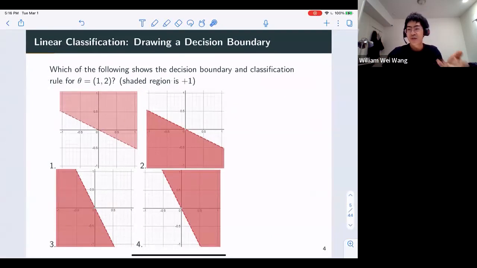So given that information, I just told you that theta is going to be normal, perpendicular to your separating line or separating plane. I have a poll question for you. I have a bunch of these images, and I hope you can see them clearly. One of these is the correct decision rule for theta. By correct decision rule, I mean the red region should correspond to where you would classify as +1 if you're using theta equals (1, 2), and let's say there's no intercept term, so theta naught equals 0.